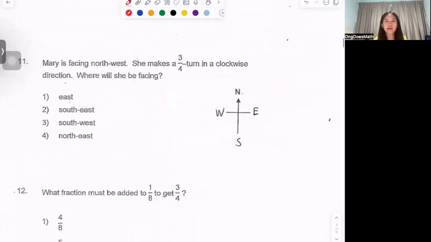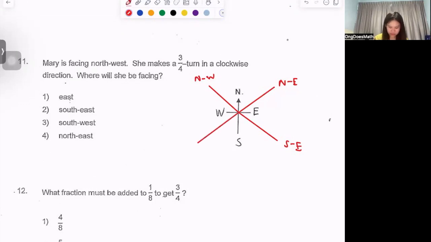Next question. Mary is facing northwest. She makes a 3/4 turn in a clockwise direction. Where will she be facing? So where is northwest? Northwest is in between north and west. So somewhere here. This is called your northwest. And naturally here will be northeast. Here will be southeast. We always put north and south as the first letter, then the second letter would usually be east or west. Then here will be southwest.